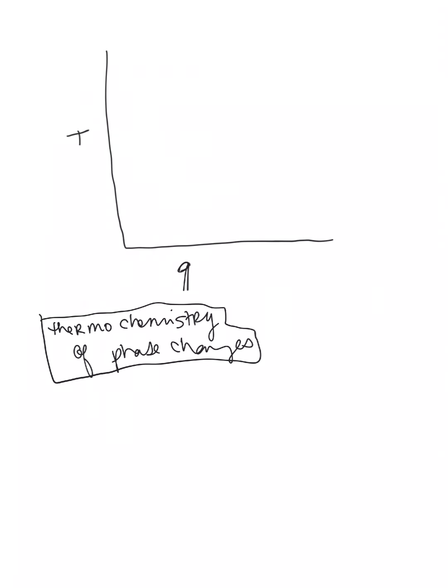Let's say we're in a situation where we have water, and we start off at a temperature of minus 20. We'll put minus 20, 0 here and 100 here. We start off with our water in the solid form. As we add heat into our water, our temperature is going to increase until we hit the freezing or melting point.